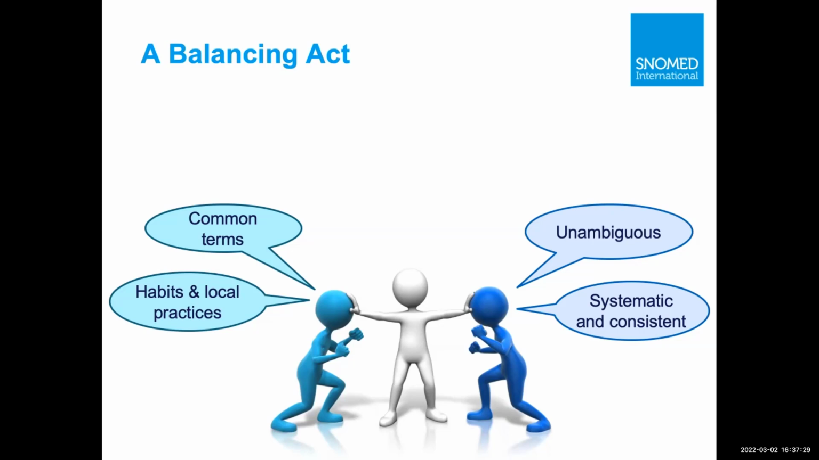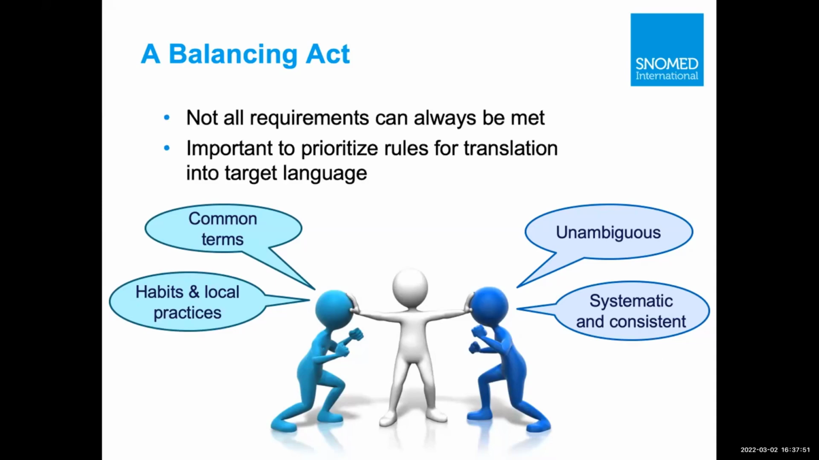For example, sometimes it may be appropriate to use a term which is constructed of two nouns, such as fracture of tibia, or other times it may be appropriate to use an adjective plus a noun, such as tibial torsion. For these reasons, not all SNOMED CT terms, either in the source language or in the target language, can be expected to meet all the requirements.